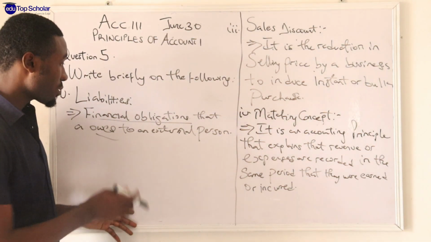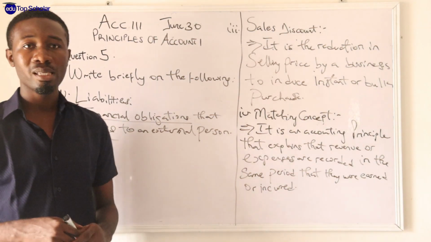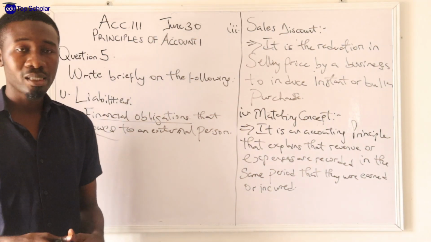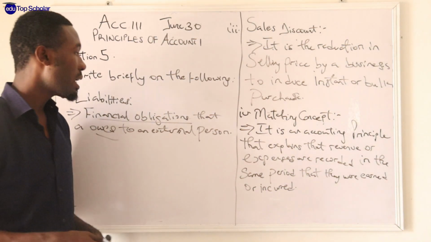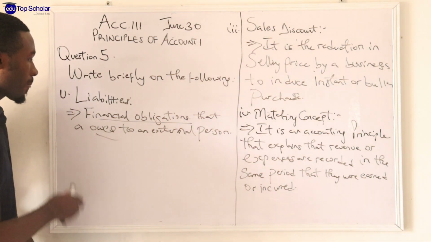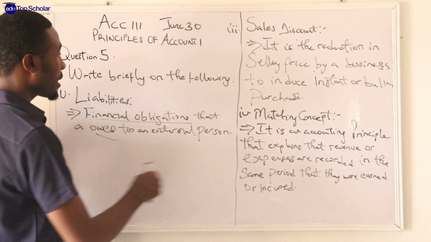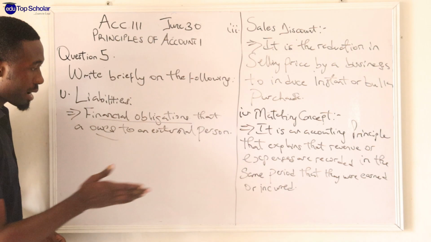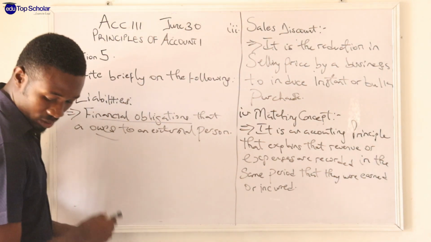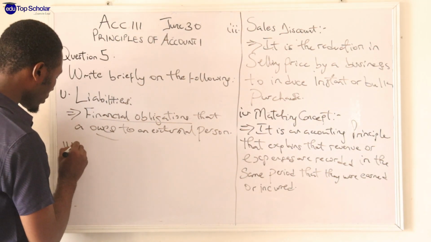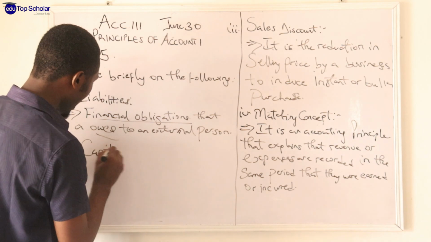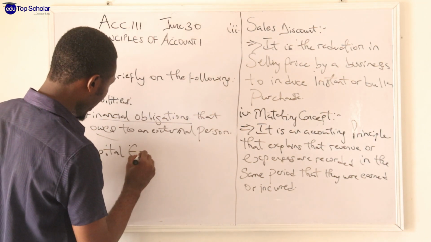So there are different kinds of liabilities: non-current liabilities, or long-term liabilities, and short-term liabilities. So it can be part of your explanations also: non-current liabilities and current liabilities that are short-term in nature. Then the last one is capital expenditure. Capital expenditure.